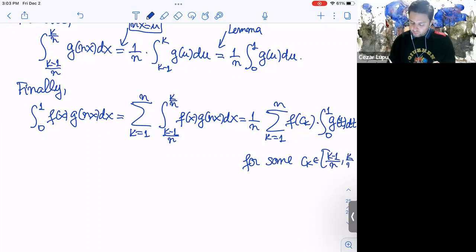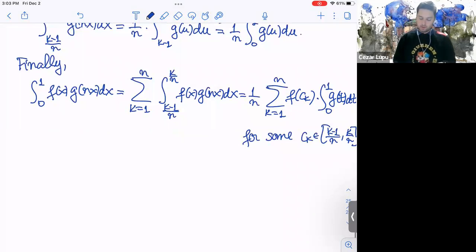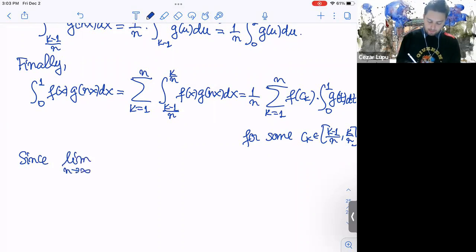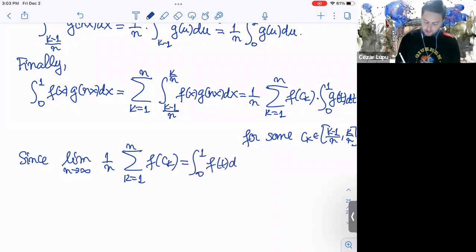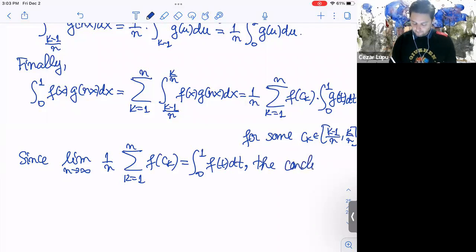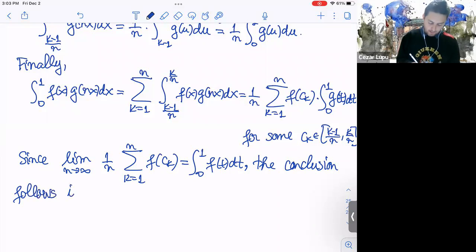All right, so there's one last step we need to do. If we take the limit as n approaches infinity, this is basically a Riemann sum. So the limit gives the integral of f of t dt times the integral of g, and the conclusion follows. So that's it, and that's the end of the problem.